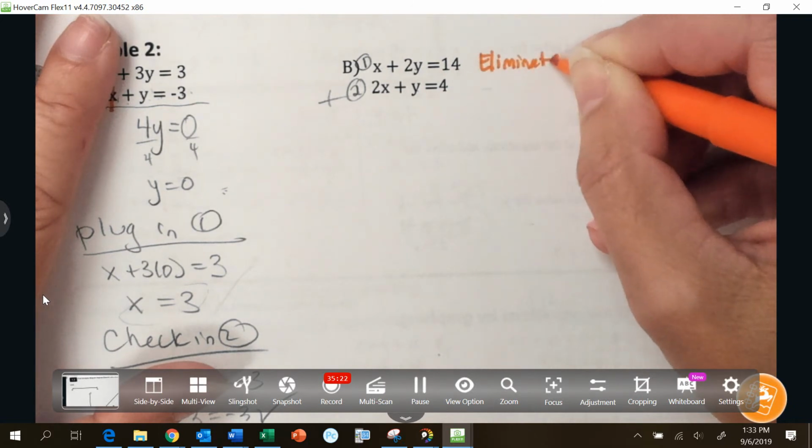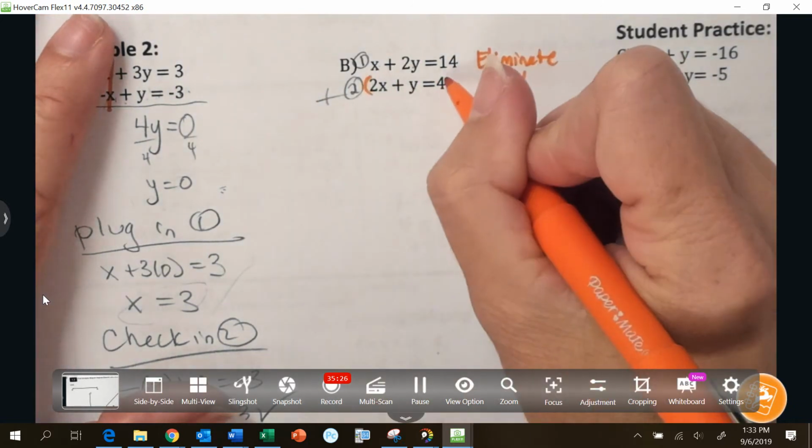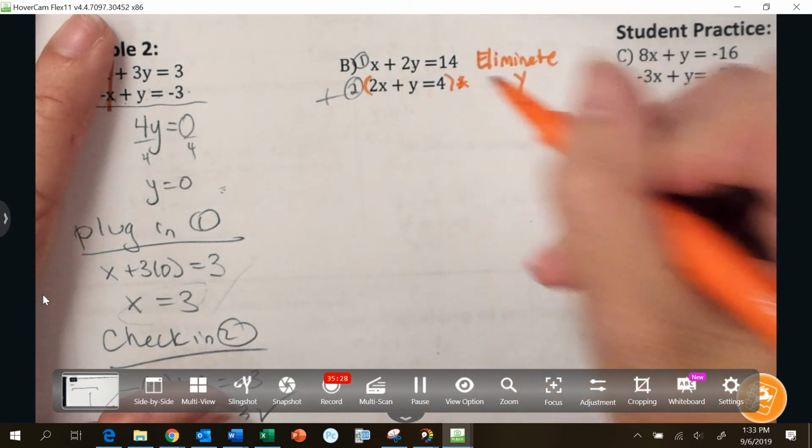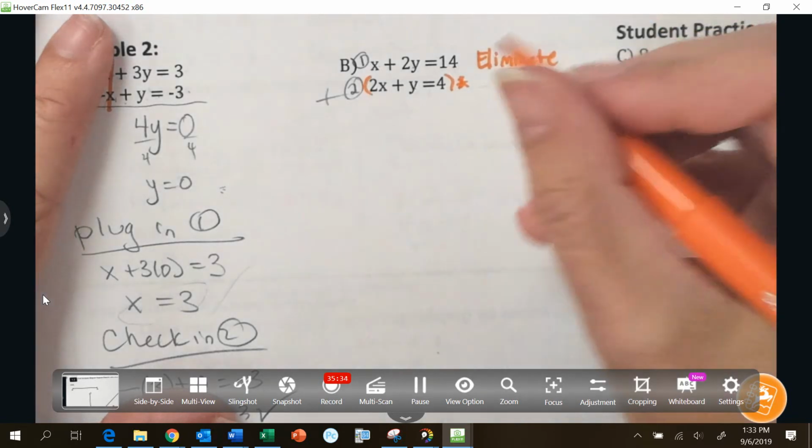Eliminate the y. How? I'm going to take my second equation and multiply everything by what number? Will positive 2 work? Negative 2.